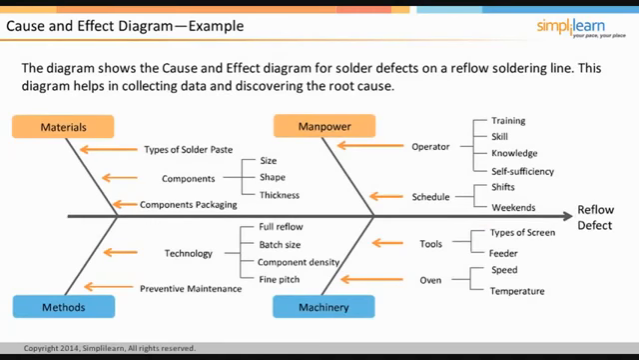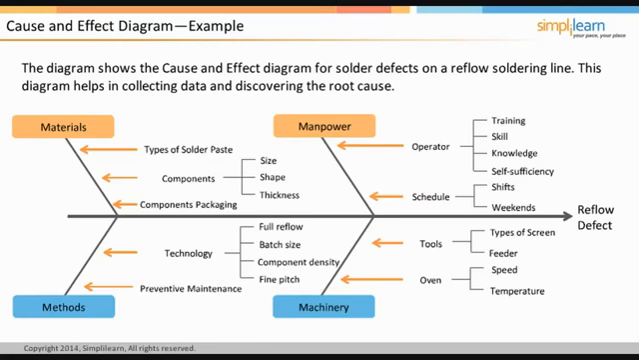The diagram shows the cause and effect diagram for the possible causes of solder defects on a reflow soldering line. This diagram helps in collecting data and discovering the root cause. During brainstorming, the group looked at all the major causes and then grouped them under the main headings. Under materials, causes like types of solder paste, components, and the components packaging used are considered. The major causes under methods are technology and preventive maintenance. Similarly, operator and schedule are placed under manpower, while tools and oven are grouped under machinery causes.